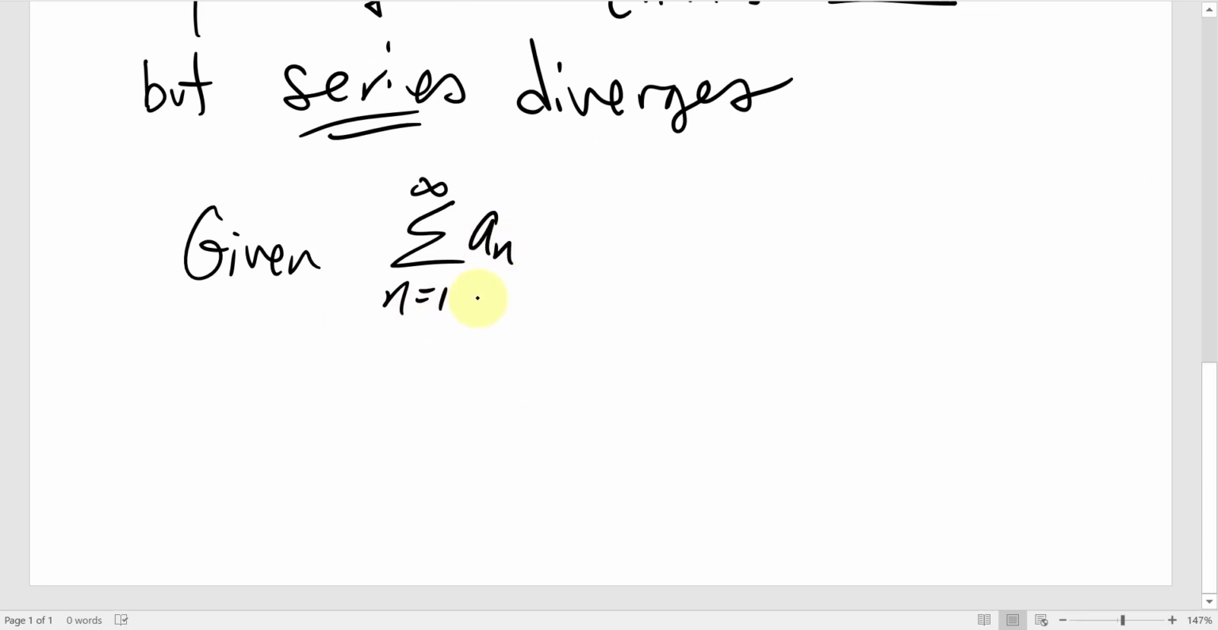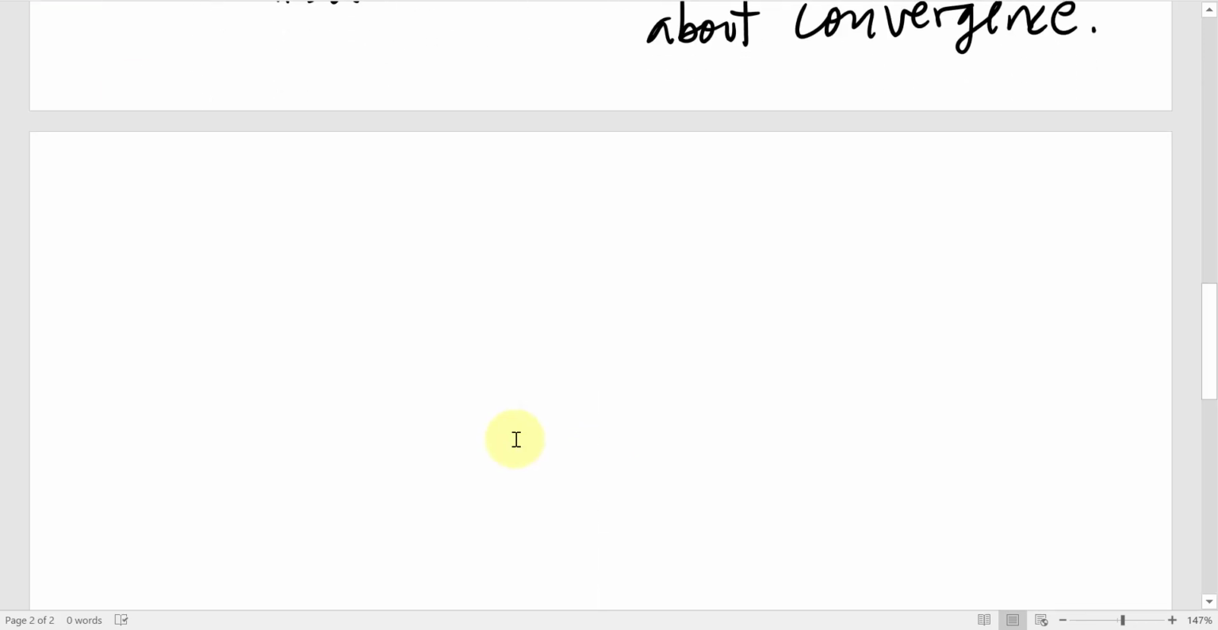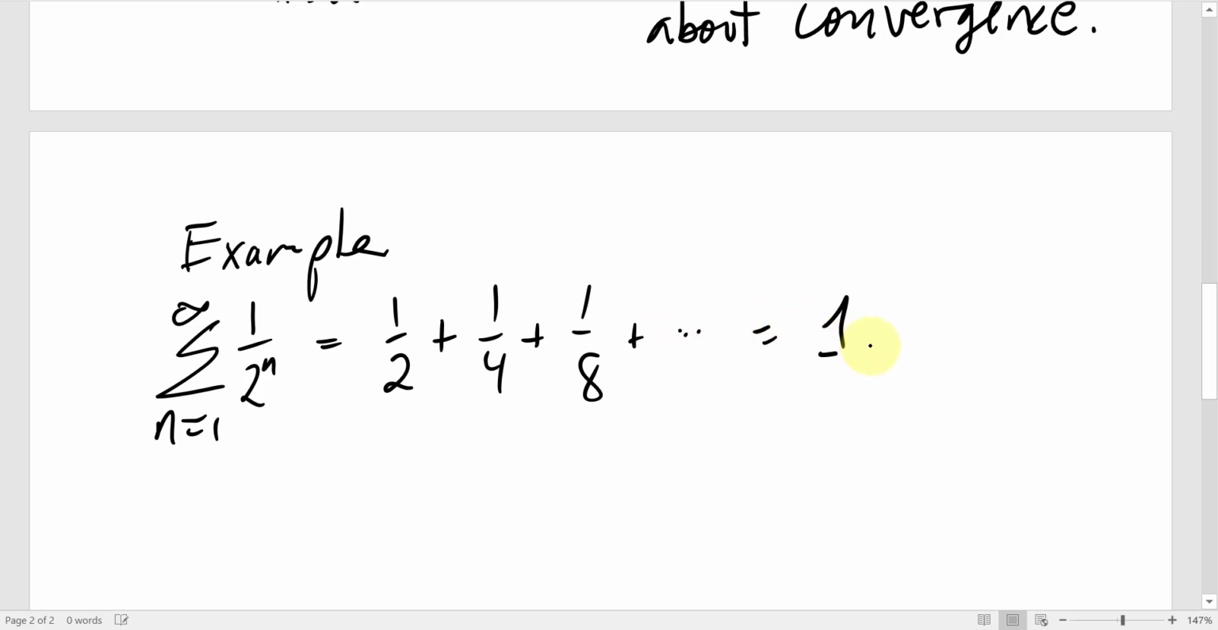What I'm saying is, given an infinite series, if the limit as n goes to infinity of the terms is 0, there's no conclusion. That's why I worked so hard on those two previous examples, because they just illustrate that point. Take the infinite series from 1 to infinity of 1 over 2 to the n: 1/2, 1/4, 1/8. This adds up to 1, it converges.